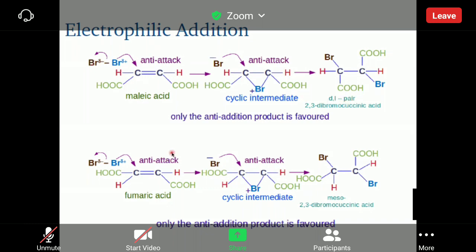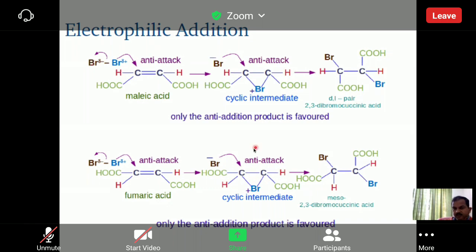And the same with fumaric acid, we can see in this both hydrogens are trans to each other. Now what will happen? Bromine can attack either this carbon or this carbon, again forming the cyclic transition state.